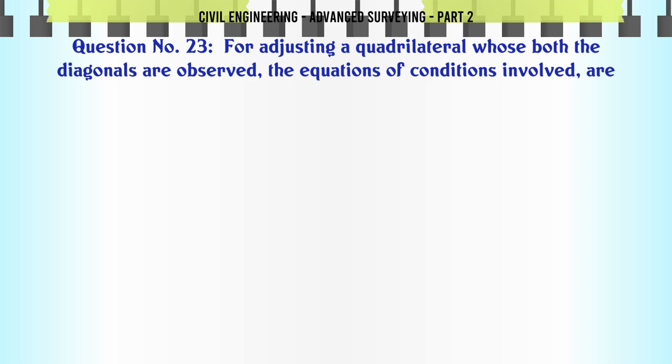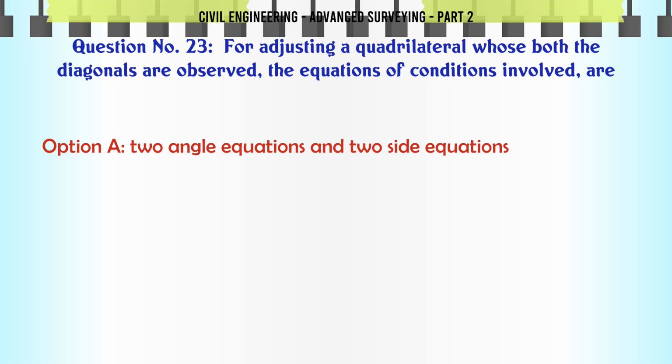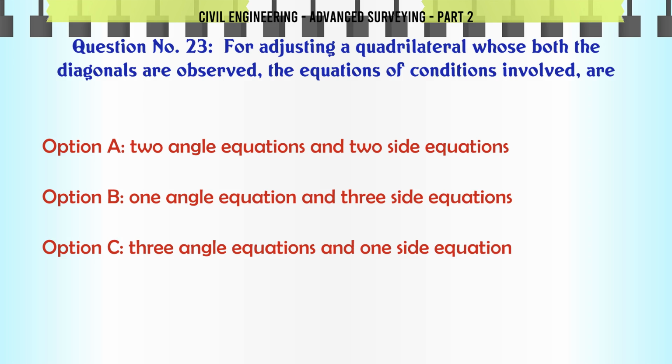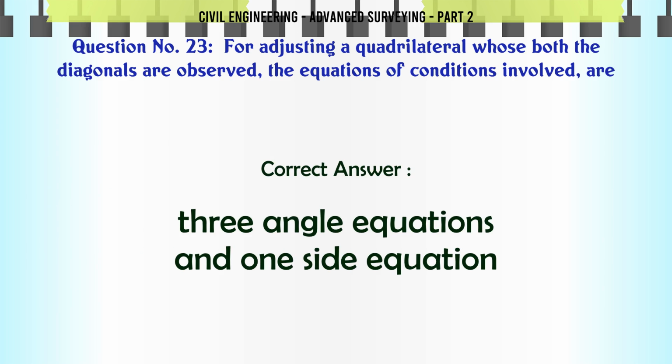For adjusting a quadrilateral whose both the diagonals are observed, the equations of conditions involved are A. two angle equations and two side equations, B. one angle equation and three side equations, C. three angle equations and one side equation, D. none of these. The correct answer is three angle equations and one side equation.